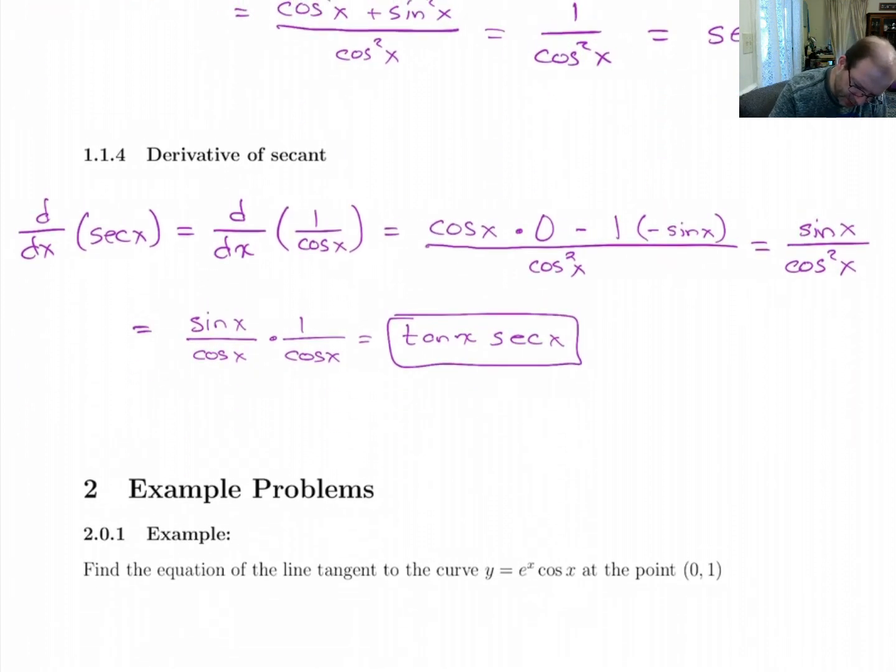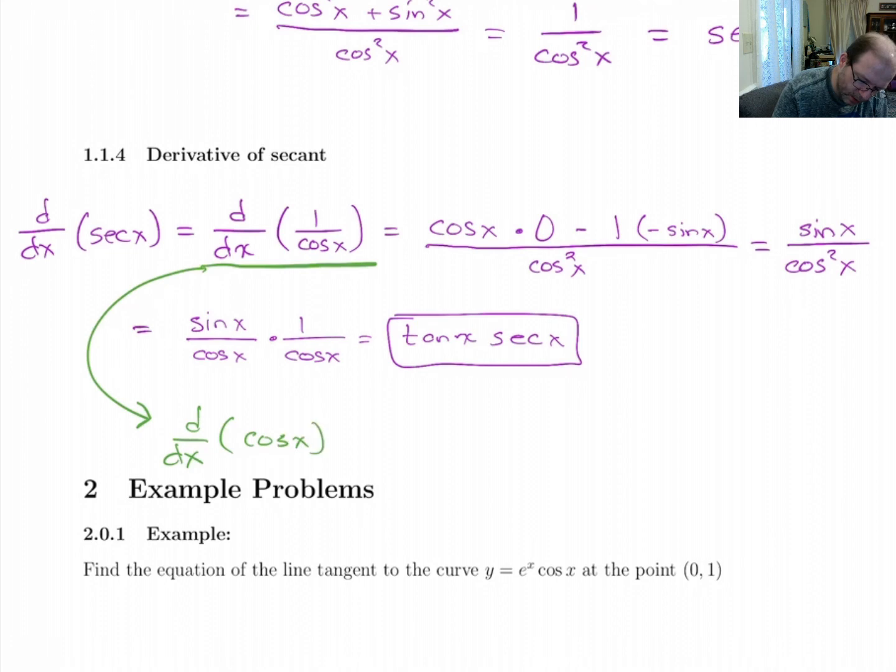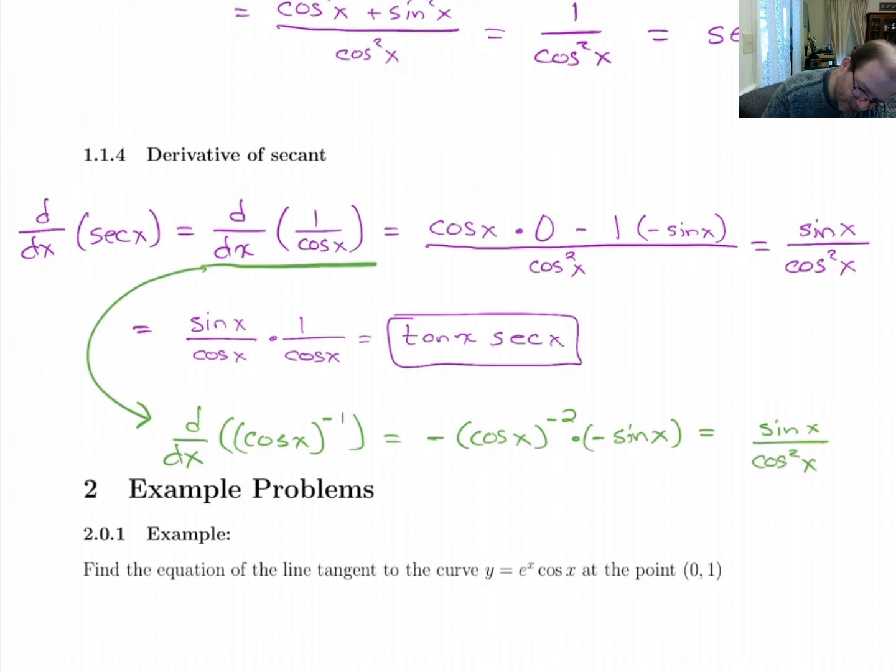The other way we could do it, I've got enough room here, I'll do it in green. Starting from here, we could take this and rewrite it as derivative of cosine x raised to the negative 1 power. To do the derivative of this, we need the chain rule. So we'll get minus cosine x to the negative 2, then by the chain rule, we multiply by the derivative of cosine, which is negative sine. And that gives us, the negatives cancel, and we're left with sine x over cosine squared x. And that's the same as what we have up there. So either way we do this, we wind up getting tan x secant x. All right, I want to do some examples, but we'll save those for the next video.